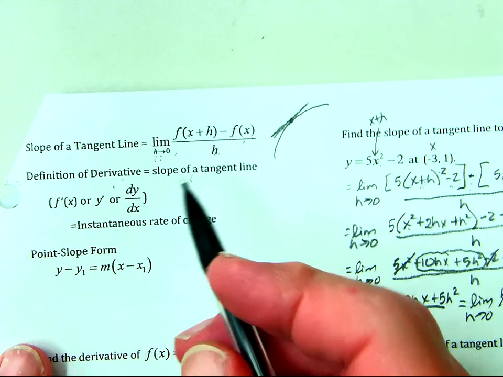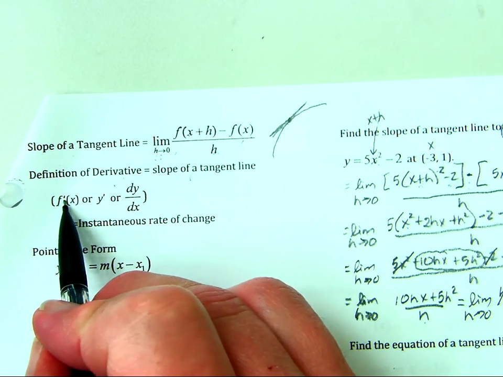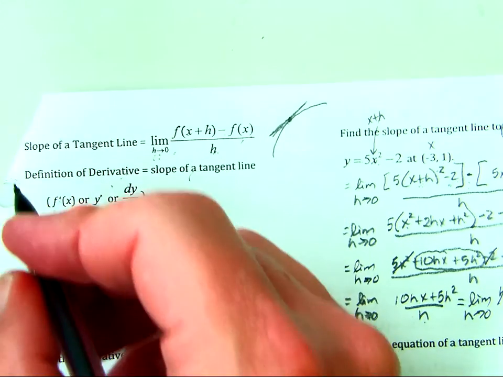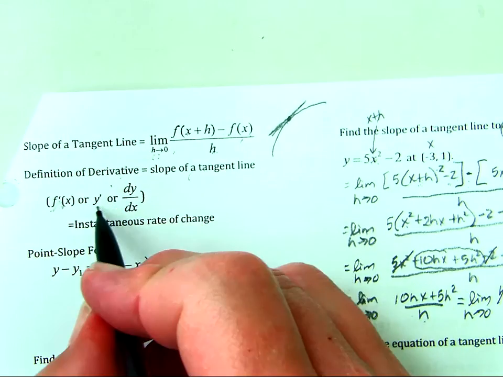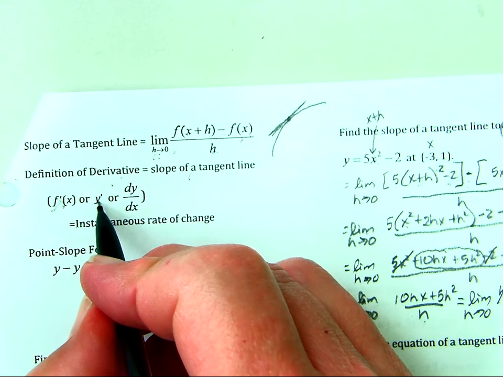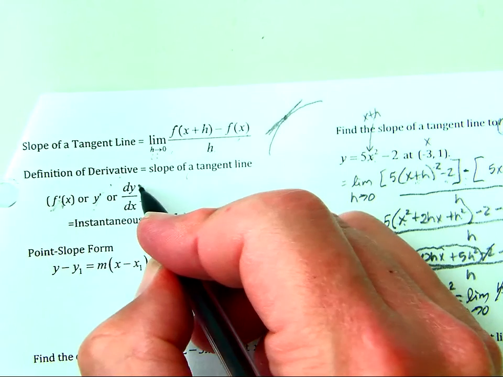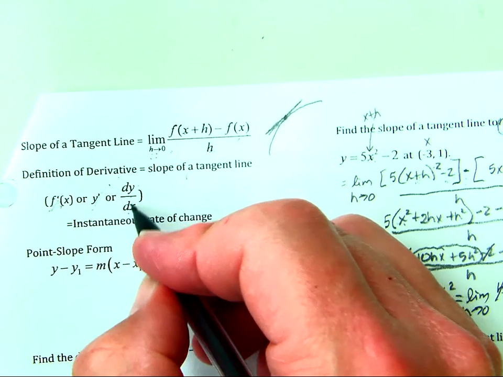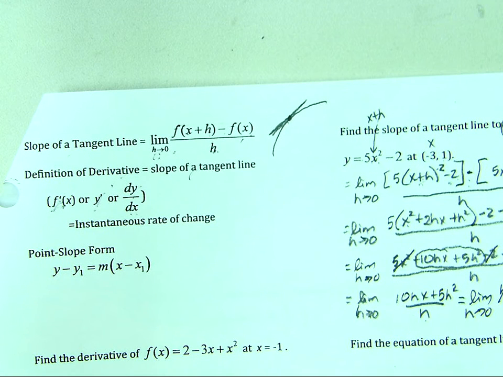Now the symbols for a derivative, the three most common ones: see how there's a little apostrophe here? That's called f prime of x. So that's called f prime. That's a derivative. Or you can just put it on the y. That's called y prime. That's a derivative. Or you have dy over dx. You just say dy dx. That's another notation for derivative. All of those mean derivative.